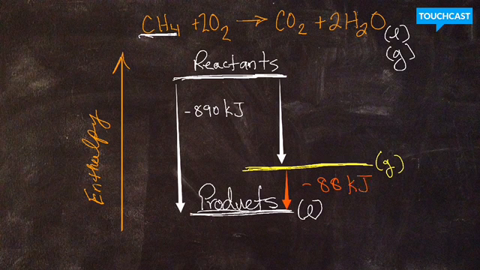So if you wanted to figure out the delta E value or the enthalpy change when the products, instead of being a liquid H2O, are now a gaseous H2O, you can actually just do the difference between 890 and 88. And that difference will give you negative 802 kilojoules of energy. So states of matter in enthalpy reactions matter.